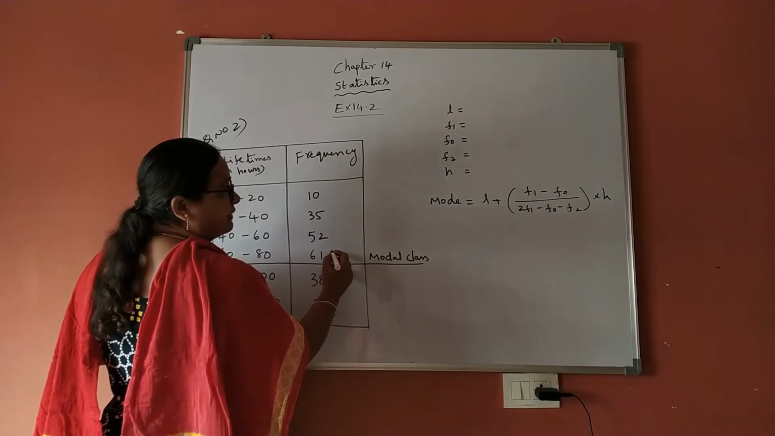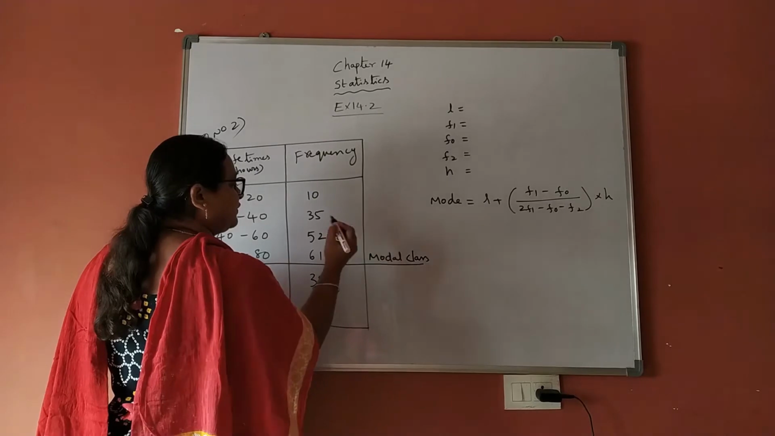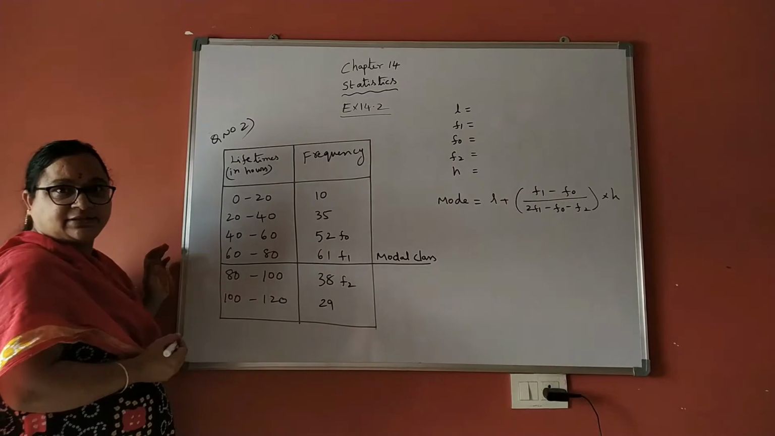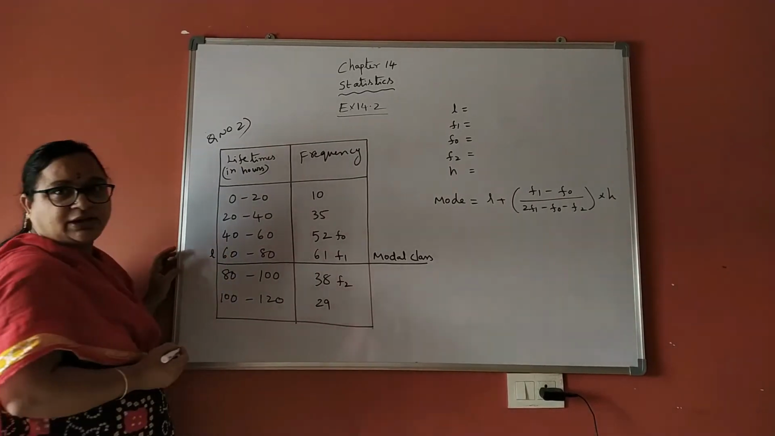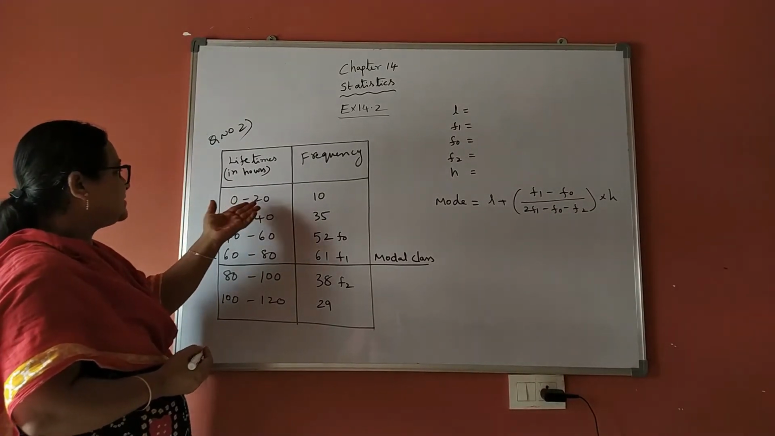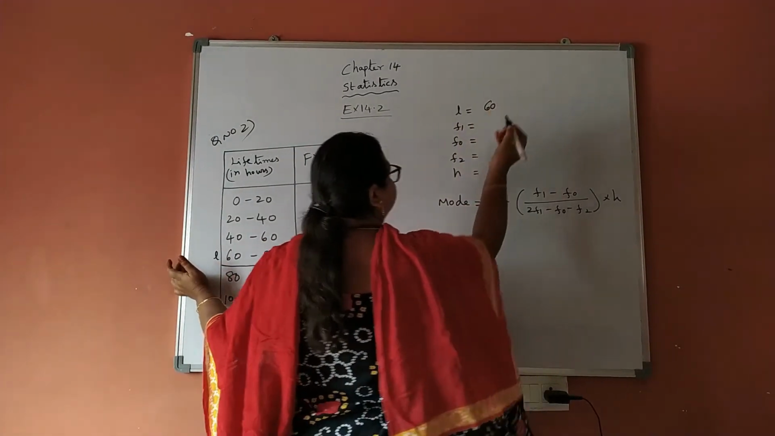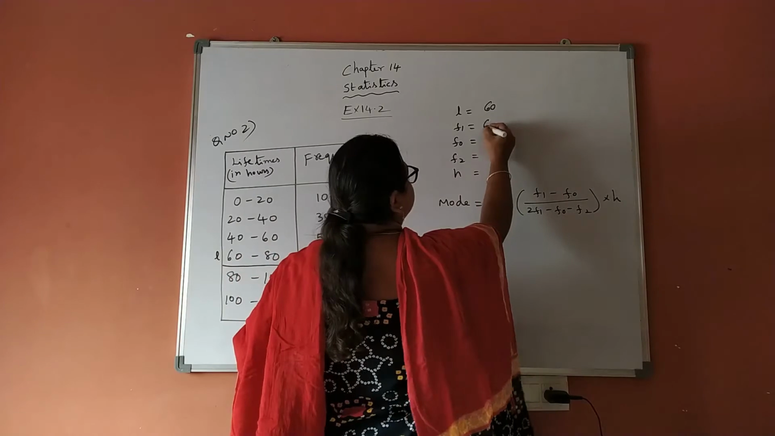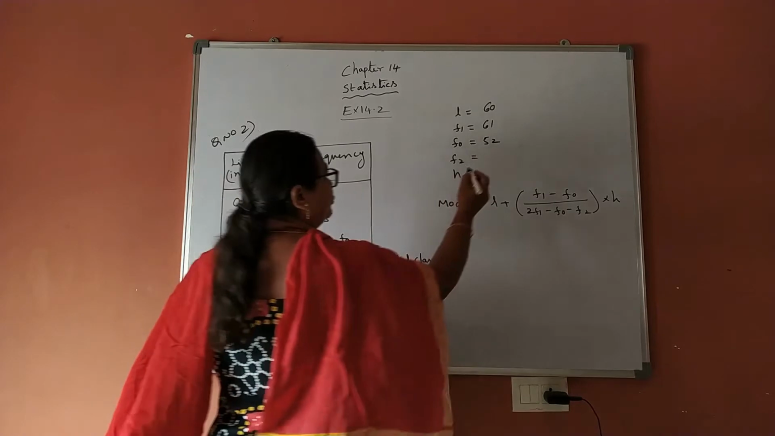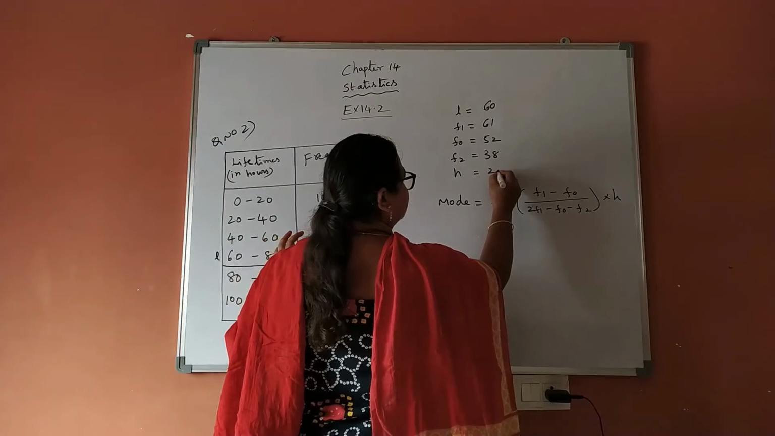Now F1. F1 means frequency of the modal class. F0, frequency of the class preceding the modal class. F2, frequency of the class succeeding the modal class. L is the lower limit of the modal class and H is the class size. Here the class size is 20 minus 0, that is 20. So L is equal to 60, F1 is 61, F0 is 52, F2 is 38 and H is the class size, that is 20.